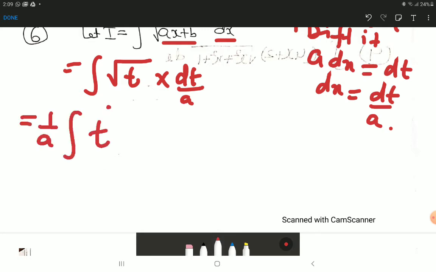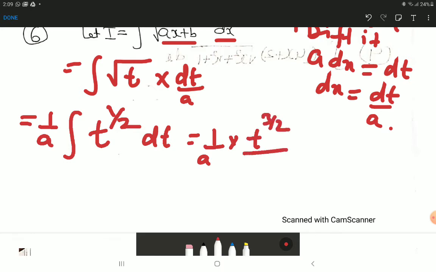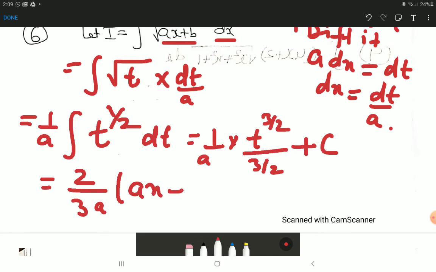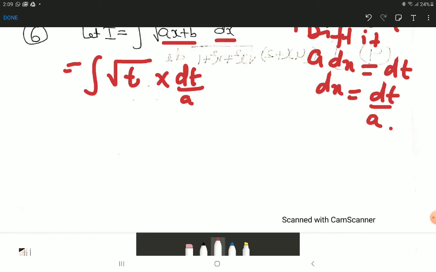Integration of root t means t raised to power half dt. So 1 by a, integration of t raised to power half will be t raised to power half plus 1, which is 3 by 2, upon half plus 1, which is 3 by 2, plus c. Now the lower fraction will be inverted. So 1 by a into 2 by 3, that is 2 upon 3. And let's feed back the value of t. t was ax plus b, whole power 3 by 2 plus c. So in this way we have obtained its answer by the substitution method.